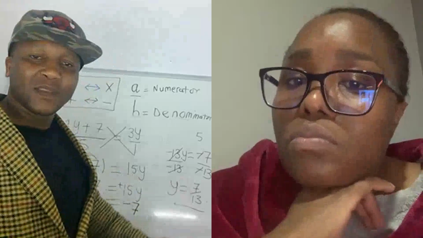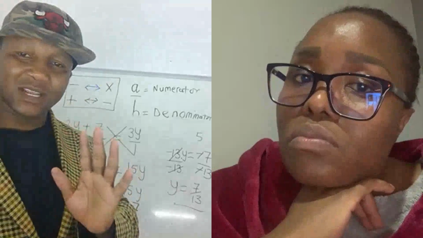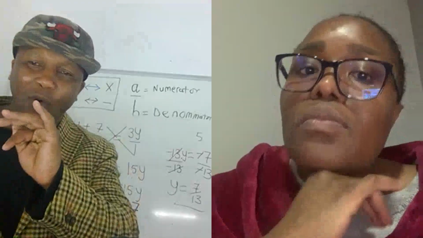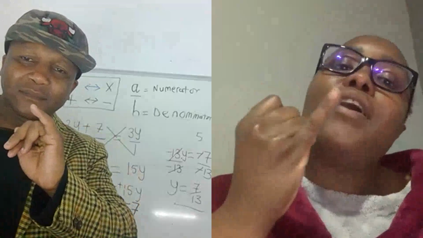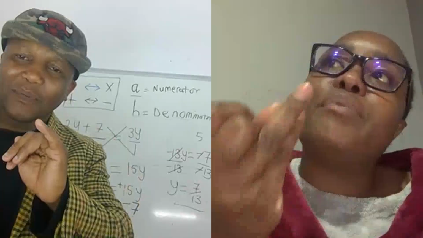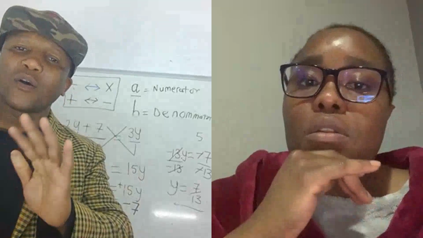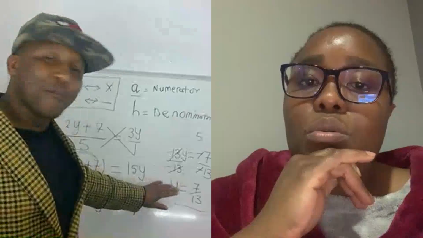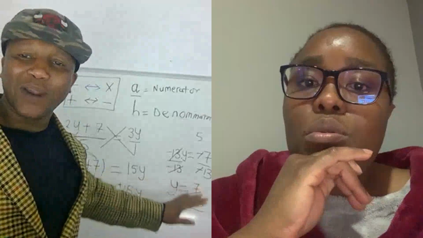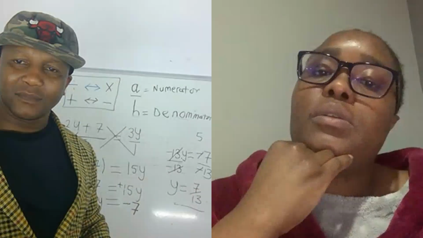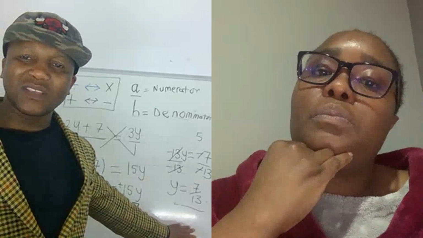Look at this. We know all the types of fractions. We have three types of fraction. Tell me, what are those types of fractions? Number one, we have proper fraction, we have improper fraction, and we have mixed fraction. Is this a proper, mixed or improper? You say this is a mixed fraction.